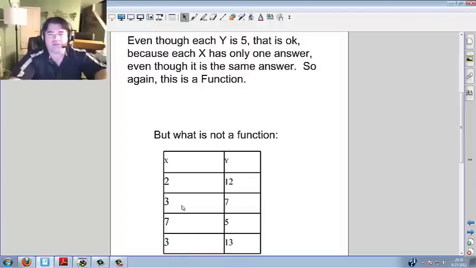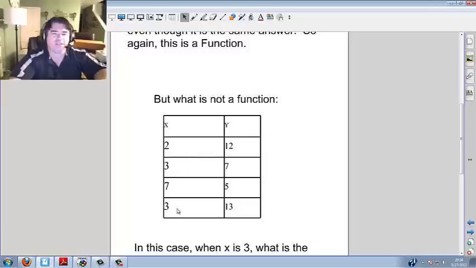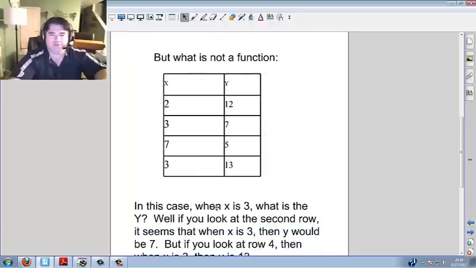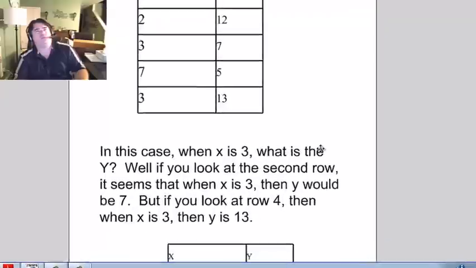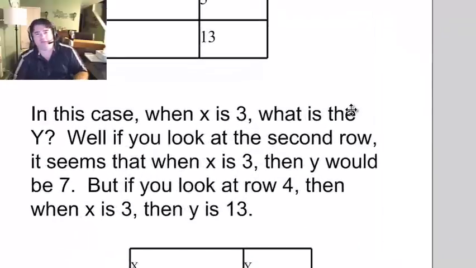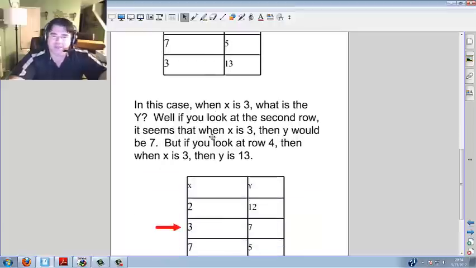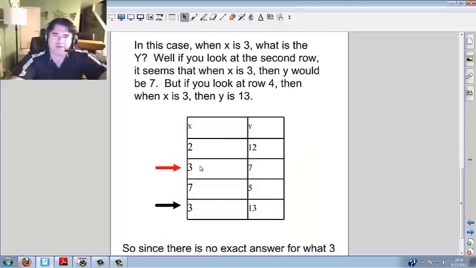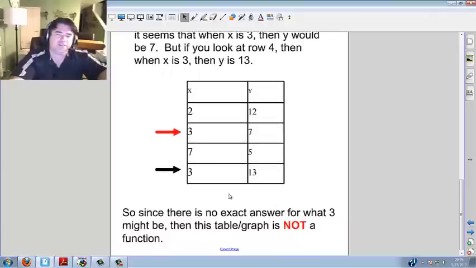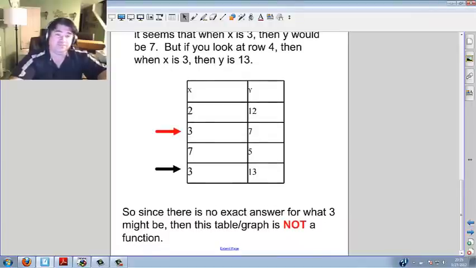At first it looks like there's a pattern, but if you notice there are 2 different 3's and 2 different outcomes. So in this case, when X is 3, what's Y? Well, here 3 was 7, but here 3 is 13. So it's kind of like saying, which one am I going to get? You would not know which one to take. And you never know which one's going to pop up because there are 2 separate possibilities. So in this case, 3 gives you 7, 3 gives you 13. Since we don't have an exact answer and it could be one of the two, it is not a function.